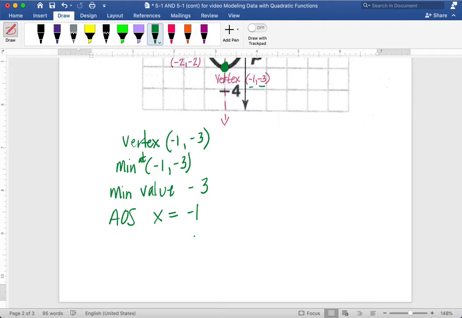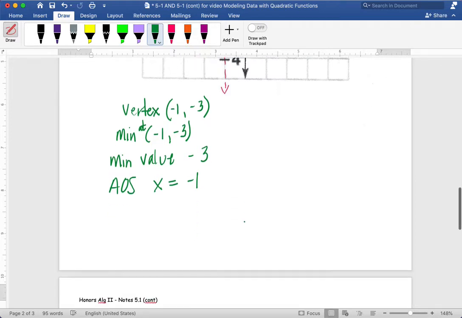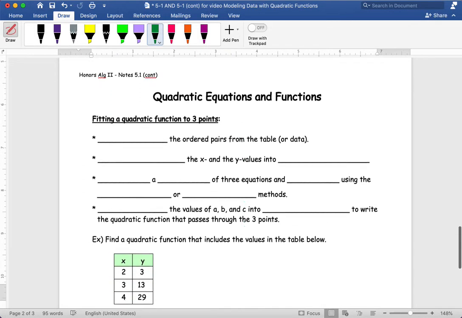All right, so again, if you have any questions about that, post a comment in the homework discussion or ask in class if we are in class. All right, so to continue on with this section, Notes 5.1 continued.